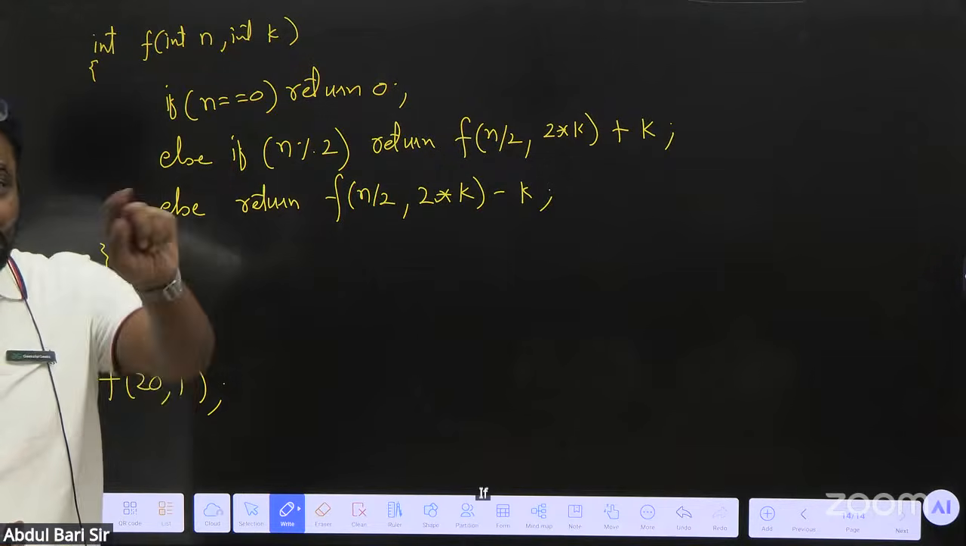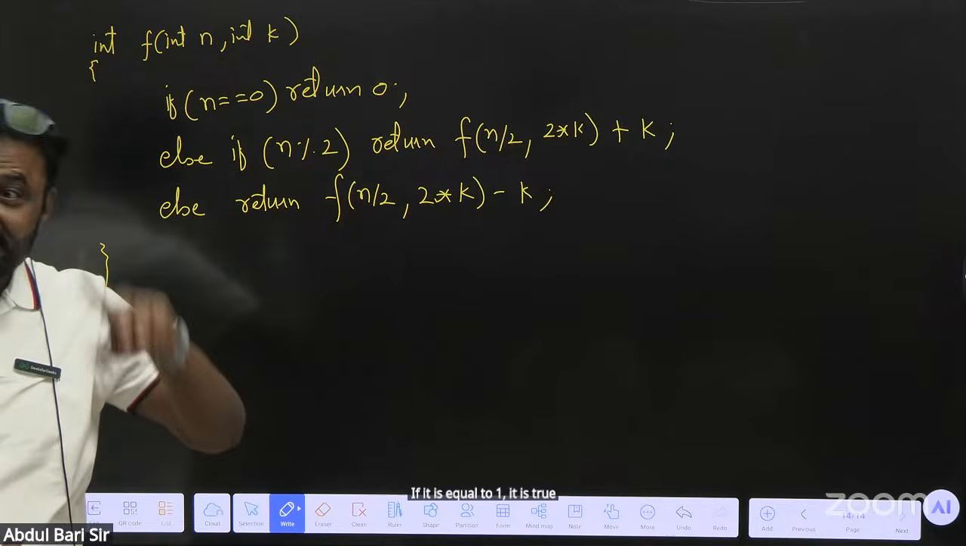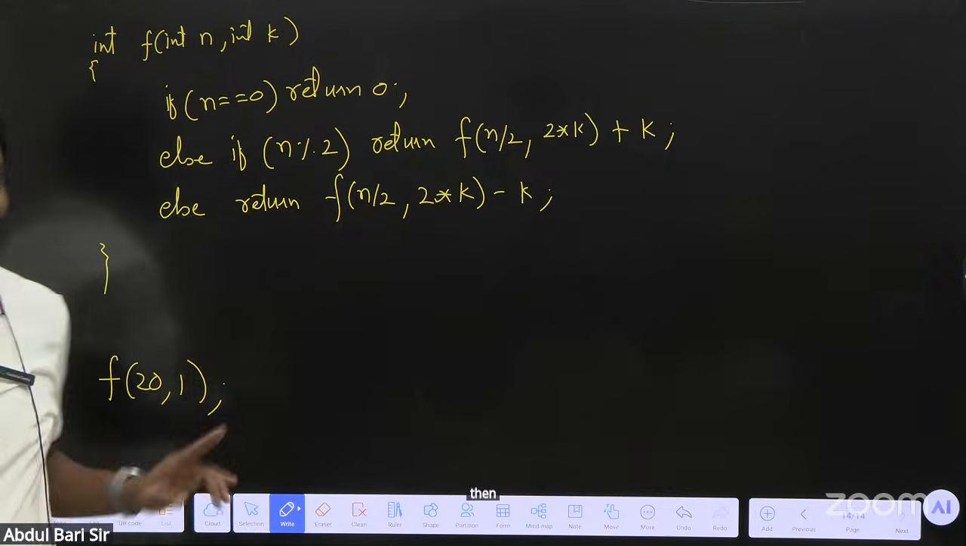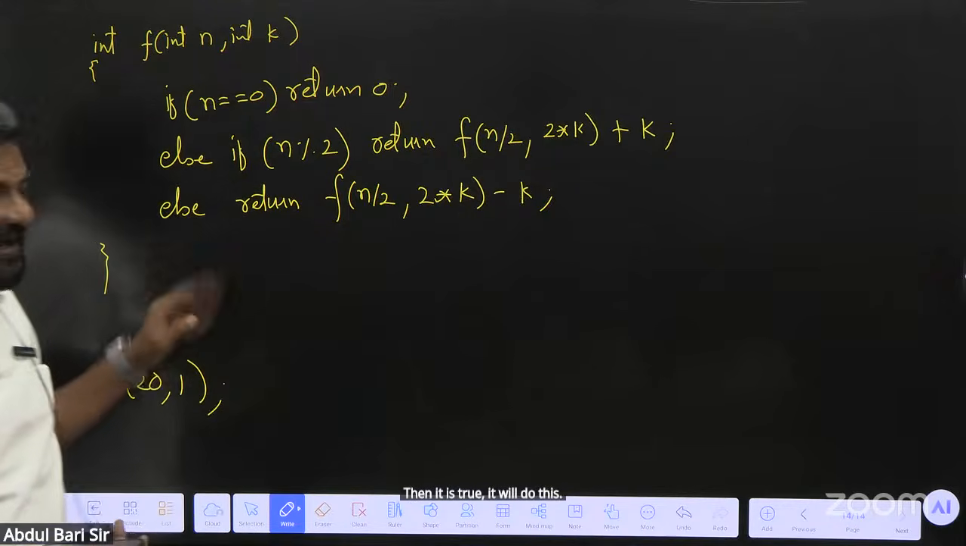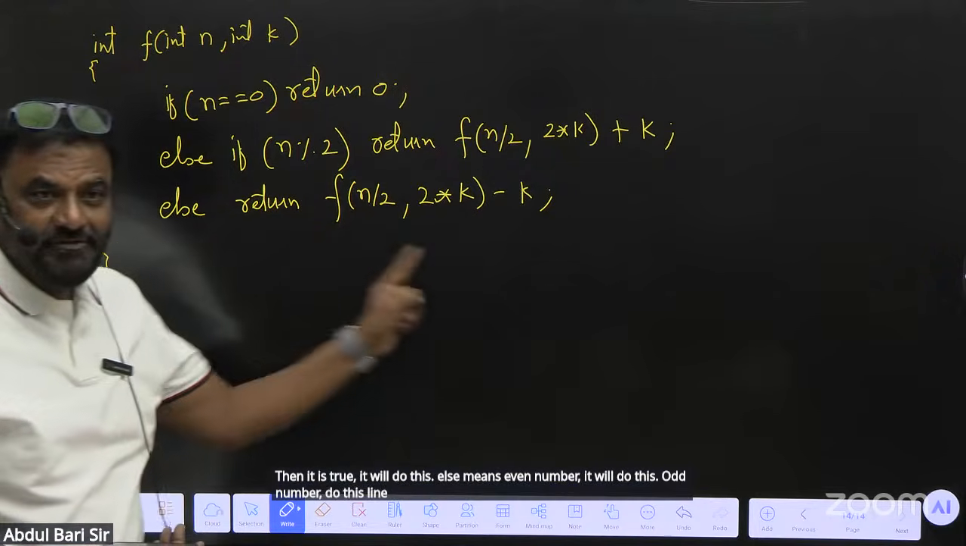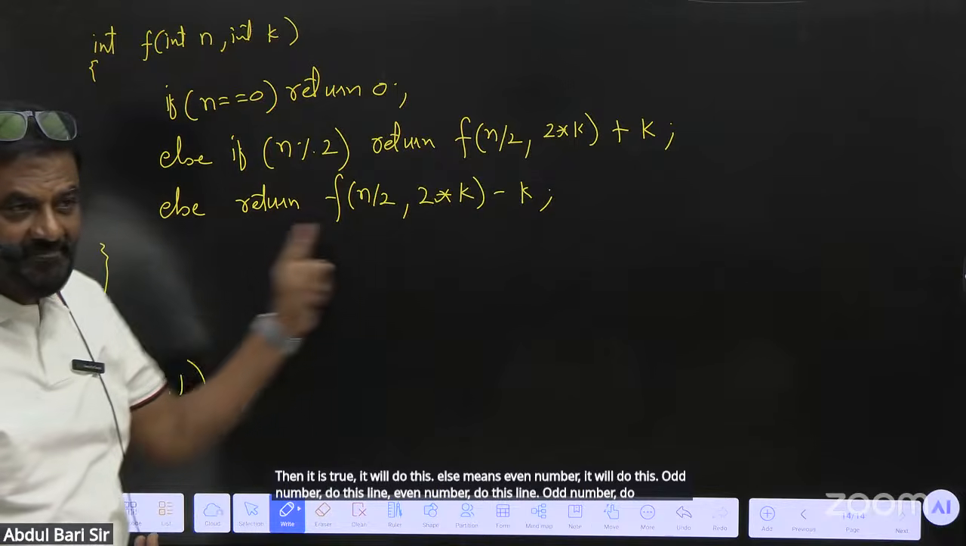If it is equal to 1, it is true. Means if it is odd number, then it is true, it will do this. Else means even number, it will do this. Odd number, do this line. Even number, do this line. Odd number, do this line. Even number, do this line.